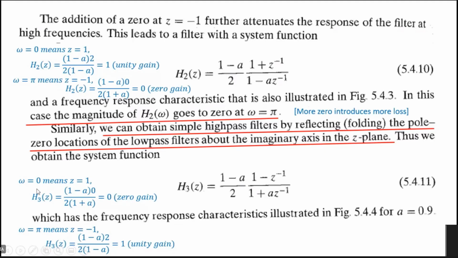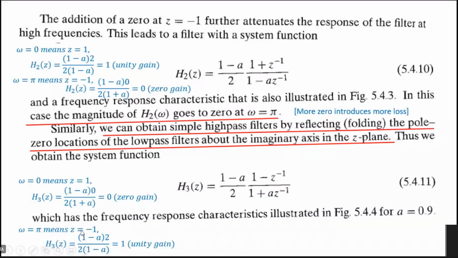In this case, if frequency omega is equal to 0, it means z is equal to 1. So how much is the value of H3(z)? That is (1 minus a) divided by 2 into (1 minus z inverse), and with z equal to 1, this function becomes 0. So it is 0 gain at low frequency, that is omega is equal to 0. That corresponds to a high pass filter.